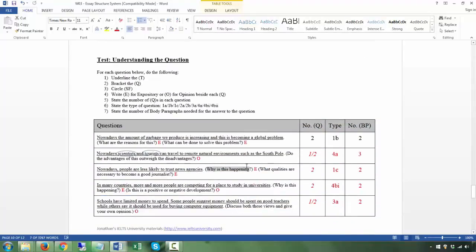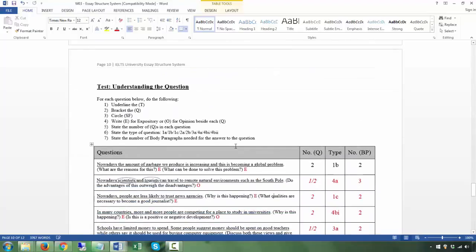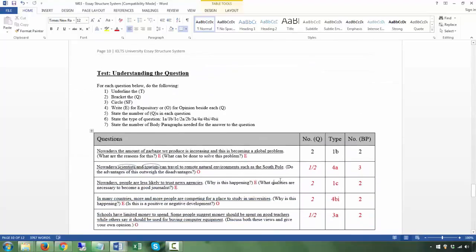Because this question is why is this happening? This is a cause. What qualities are necessary to become a good journalist? It's not a solution, right? So it's just another question which is expository. So I put it under the mixed category here. So that will be 1C, and they will have 2 body paragraphs, 1 addressing this, 1 addressing this, and of course there are 2 questions here, 1 question, 1 question.